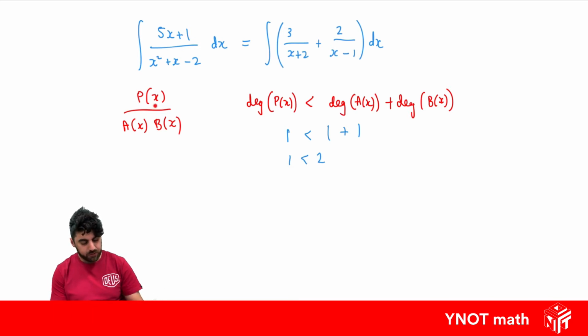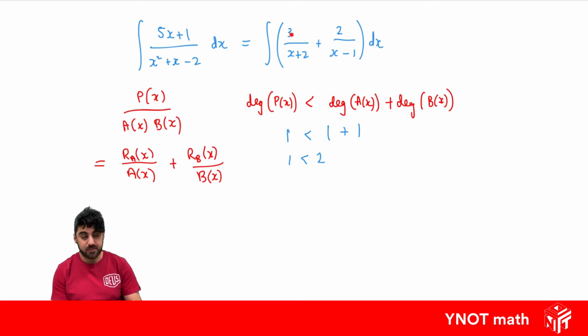If we have some polynomial p(x) over a(x) times b(x), we'll be able to write it as some polynomial ra(x) over a(x) plus some other polynomial, let's call it rb(x), over b(x). And here, the degree of ra(x) has to be less than the degree of a(x), and the degree of rb(x) has to be less than the degree of b(x). So in this case, the degree is 1, so this has to be a constant, and same over here.